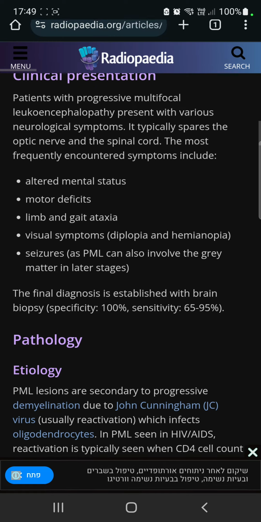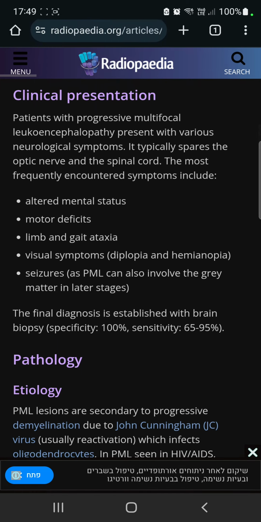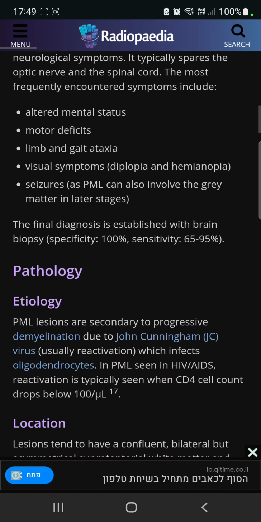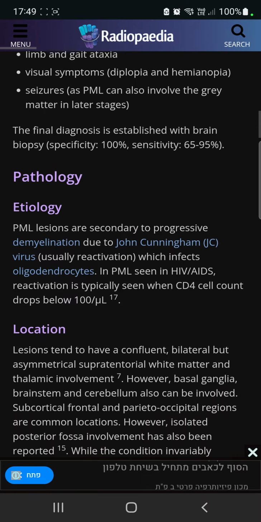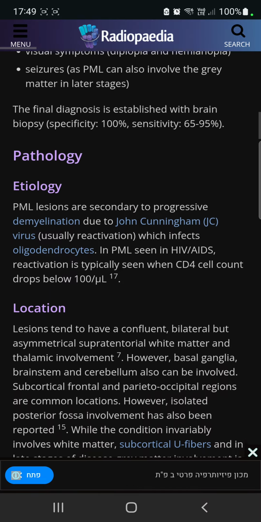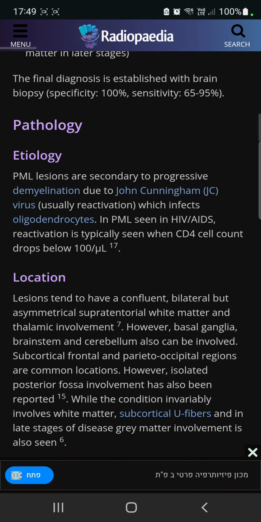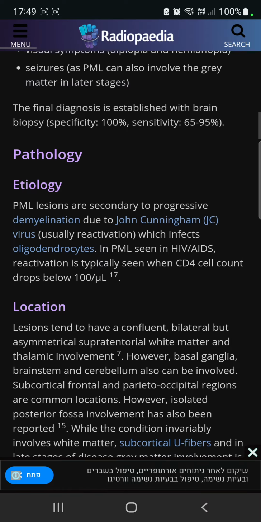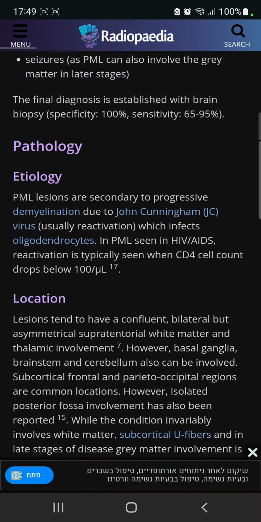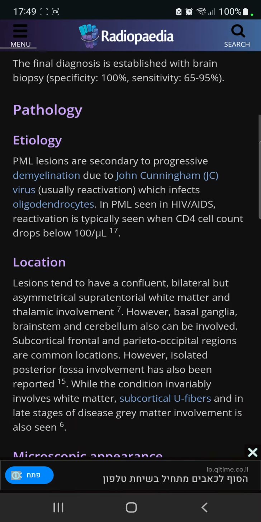Now, the clinical presentation is based on neurological manifestations. You see altered mental status, motor deficits, limb, gait, and visual symptoms. It less commonly affects the optic nerve, and seizures. Final diagnosis is by brain biopsy, but using lumbar puncture, you can evaluate the CSF for JC virus DNA.